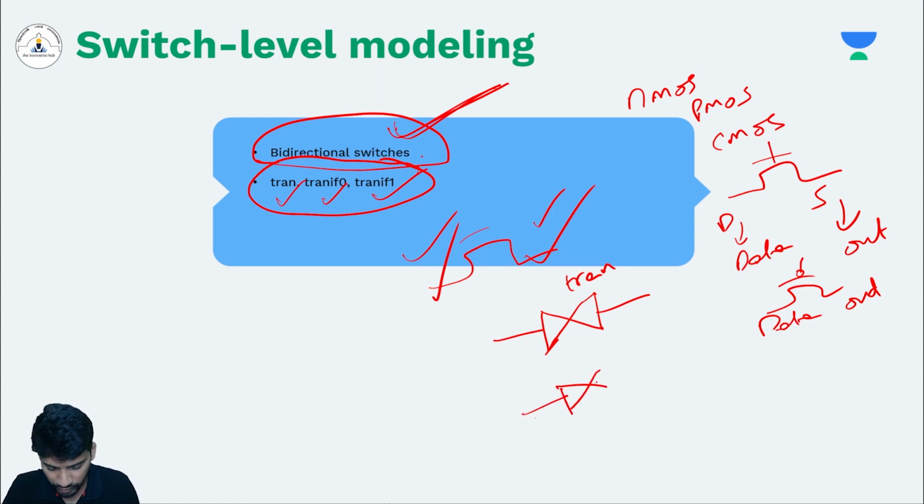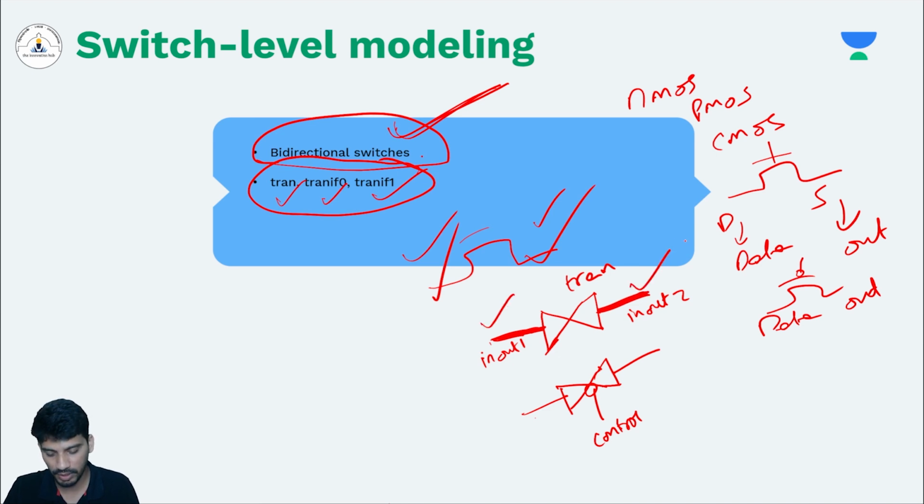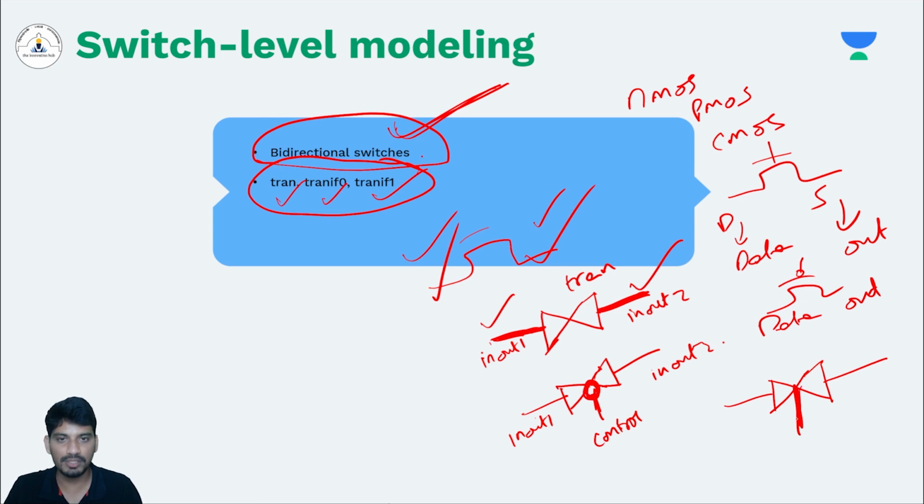Similarly, you have tranif0. This is control. And you have inout1 and inout2. Since both are bidirectional, instead of data and output, I am writing inout1 and inout2. It can be either input or output. Similarly, we have inout1 and inout2. So this is tranif0, and this is the symbol for tranif1, right? 0 means there is a bubble, 1 means there is no bubble. This is inout1, this is inout2, and this is control.